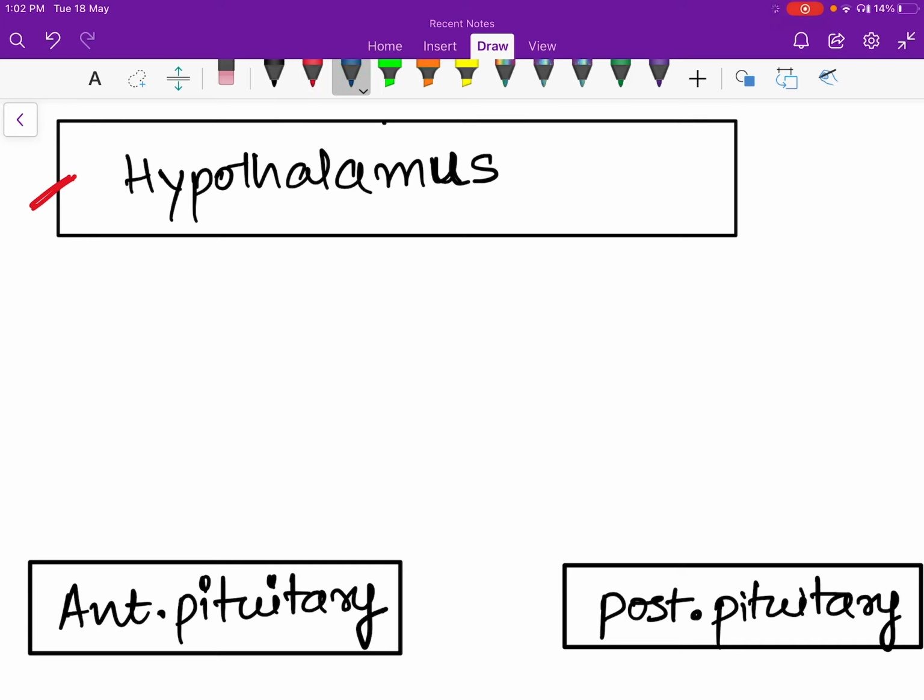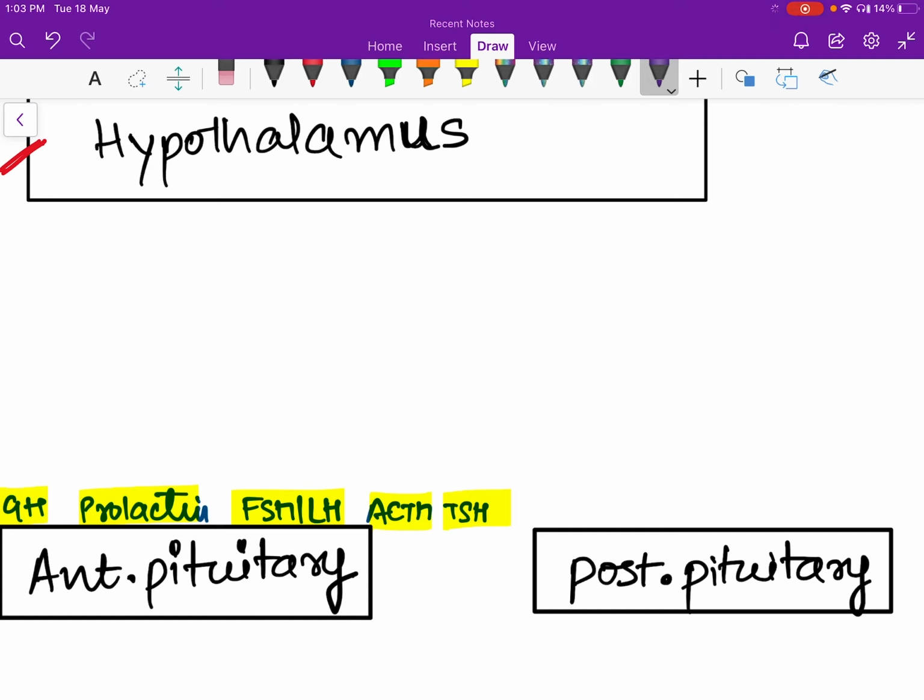Let us try to understand how hypothalamus plays a role in the secretions of the anterior pituitary. As we all know, anterior pituitary produces six hormones: growth hormone, prolactin, follicle stimulating hormone, luteinizing hormone, ACTH, and thyroid stimulating hormone. Posterior pituitary releases hormones like vasopressin, or we call it ADH, and oxytocin.